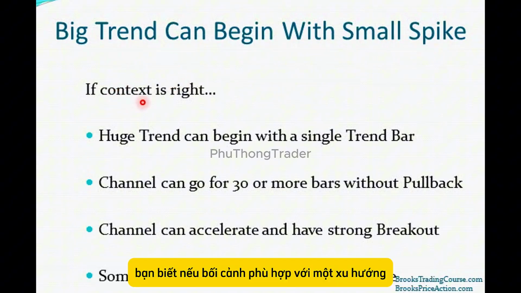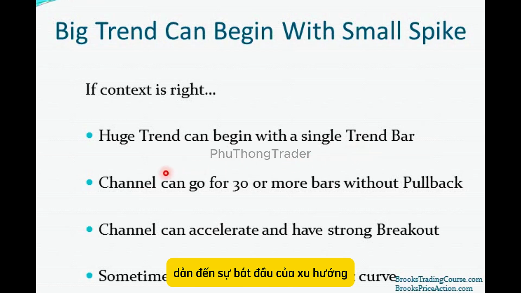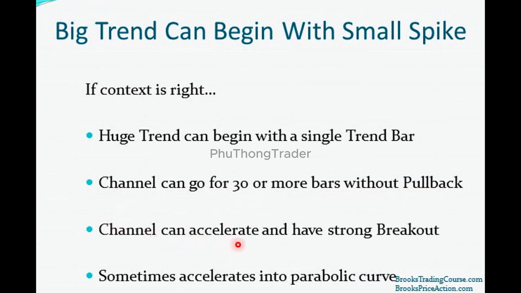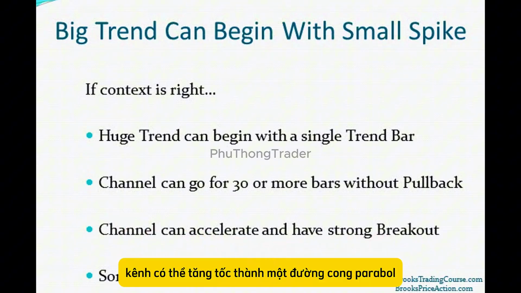If the context is right for a trend, you can have a single unremarkable trend bar leading to the start of the trend. And it can be followed by a channel that can go on for 30 or more bars without much of a pullback. And the channel can accelerate as the trend goes on and then have a strong breakout. So sometimes the channel can accelerate into a parabolic curve.